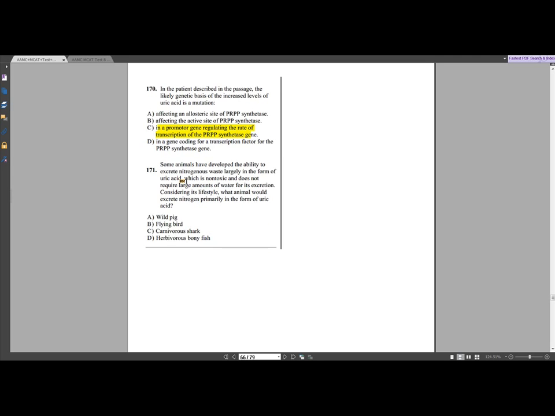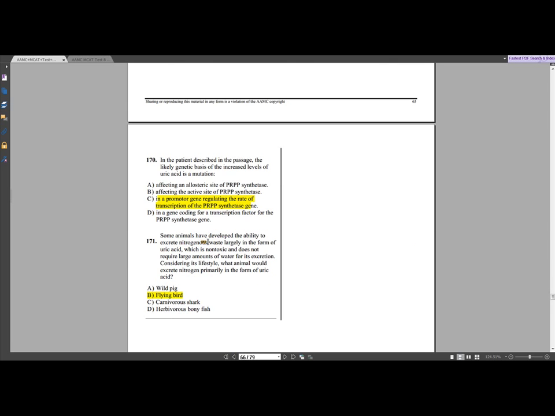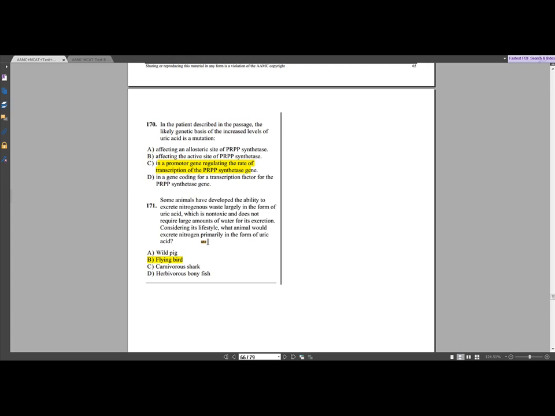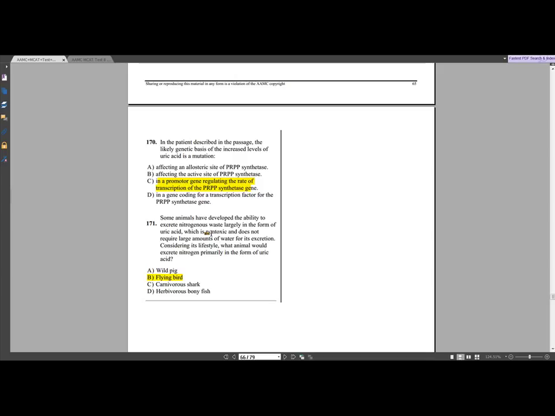Some animals have developed the ability to excrete nitrogenous bases largely as uric acid, like birds. Oh, there it is. It's a bird. There's no way you can possibly know that. I only knew it because I learned it in high school. It's not in any of the prep books. There's no possible way for them to know that has to do with birds.